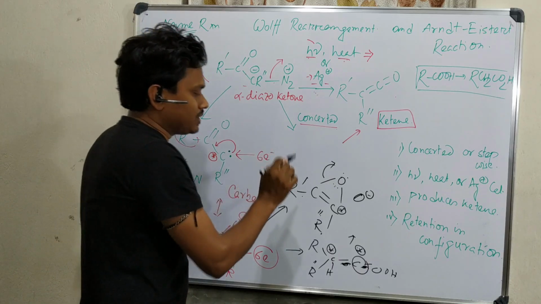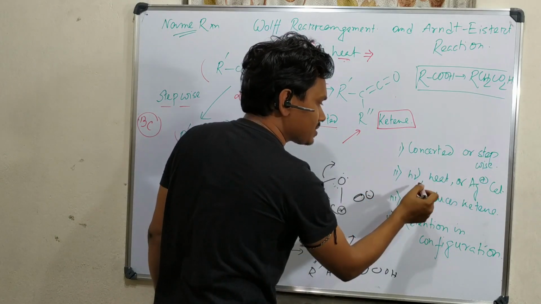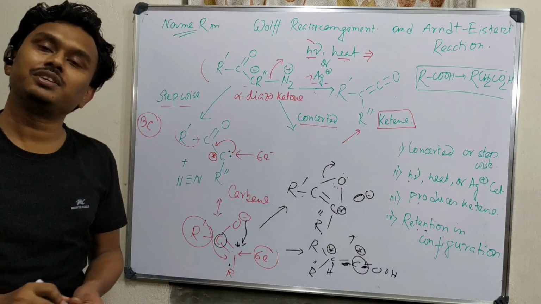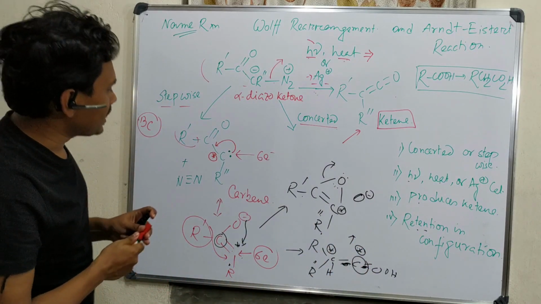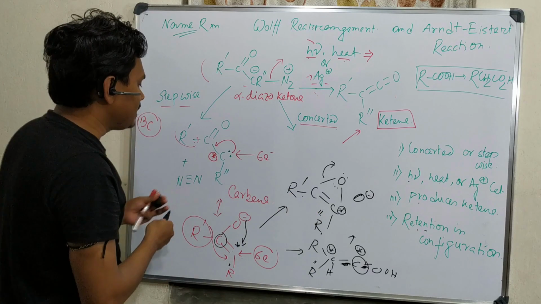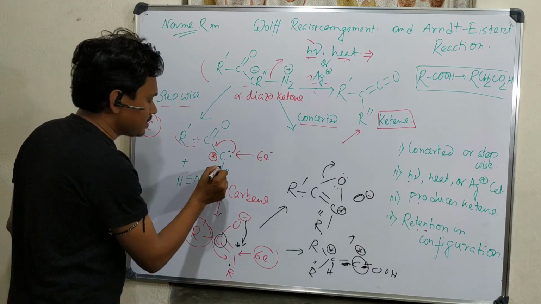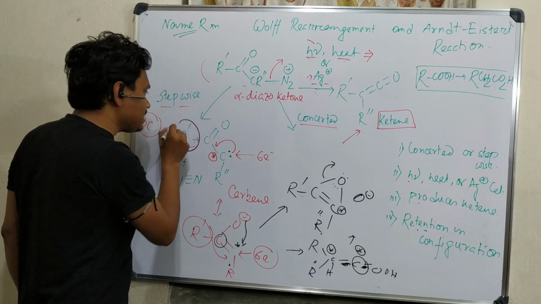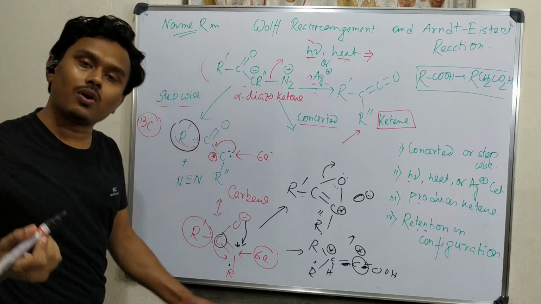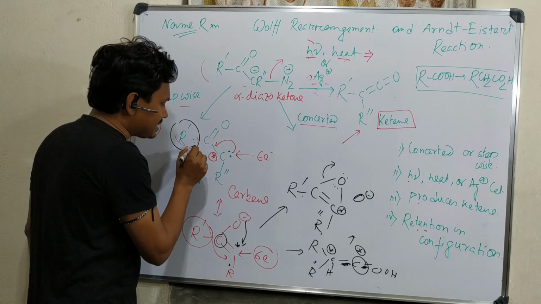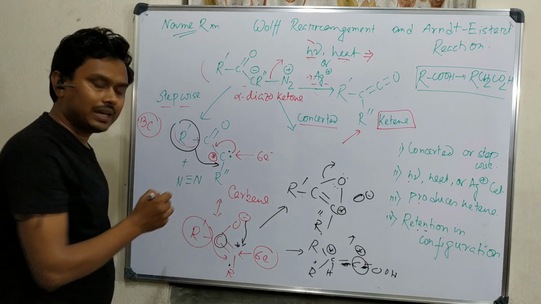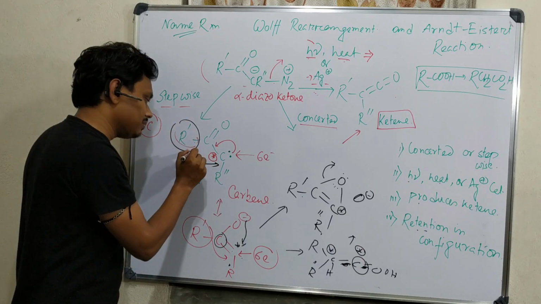Okay. So we have discussed the first point, that is concerted or stepwise, second heat, and the product is ketene, and finally the most important thing, that is the retention of configuration. Whatever group migrates, this R prime or R double prime, we can expect retention of stereochemistry, or change in stereochemistry, or racemization, but what happens here is retention of stereochemistry. Why? Because the whole R group migrates. So that is another important thing.